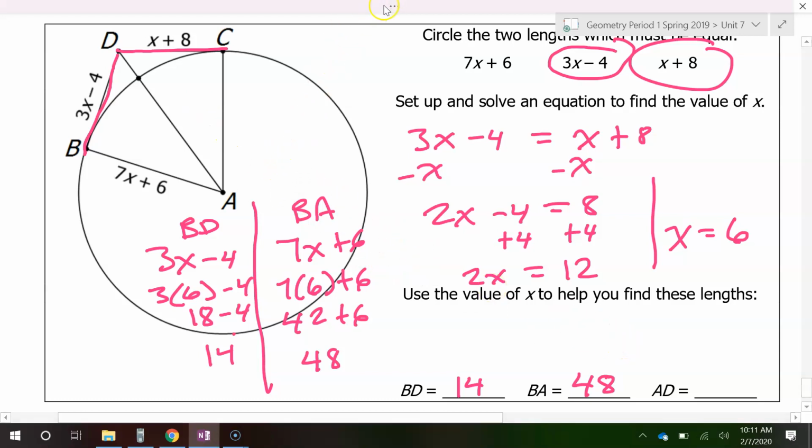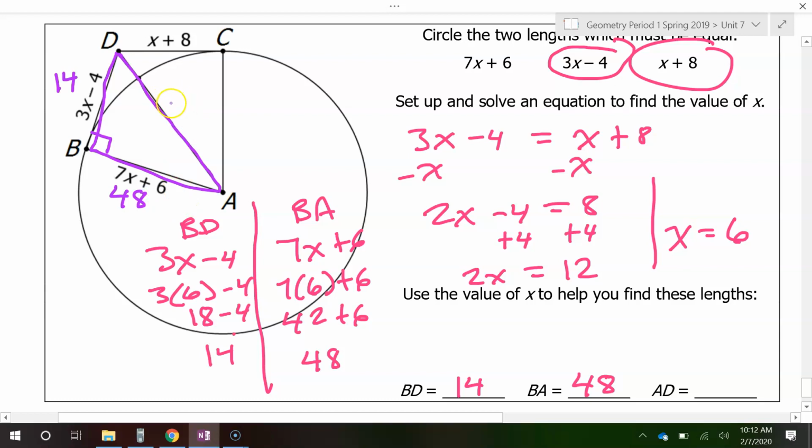And then that just leaves AD. For AD, we're going to have to use the Pythagorean theorem. All right, let me kind of start over. When you have a tangent and a radius, they are always perpendicular. So that means that this purple triangle right here is a right triangle. So we just found that BD was 14. All right, so I have 14 over here. We just found that BA was 48. So I have 48 right here.